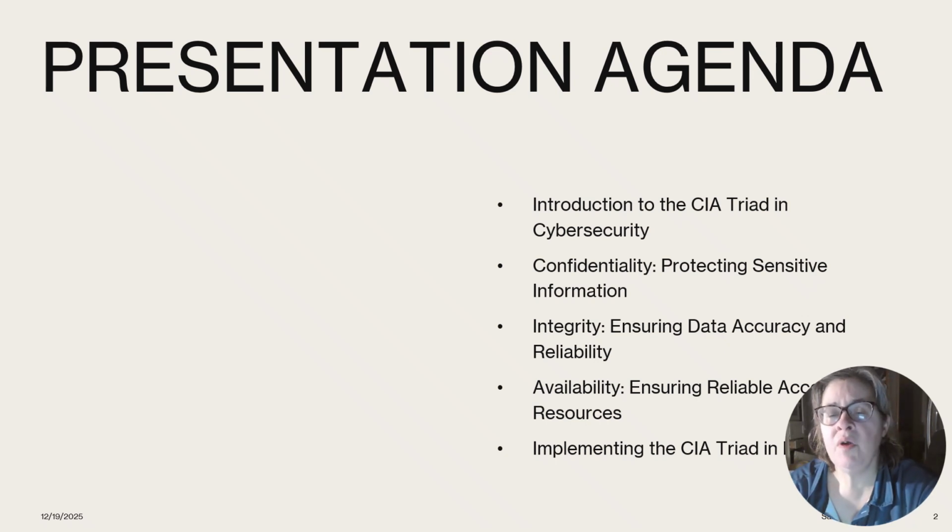So we will begin with introducing the CIA triad and its evolution. Then we'll dive into each principle: confidentiality, integrity, and availability, discussing techniques, threats, and mitigation strategies. Finally, we'll look at how to implement the CIA triad in practice with best practices and real-world examples.